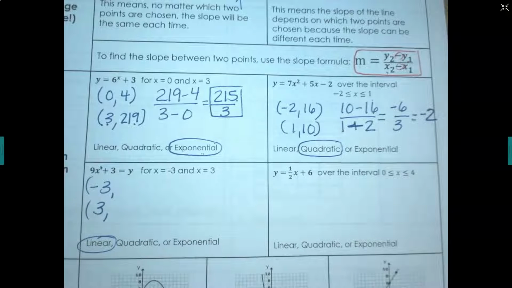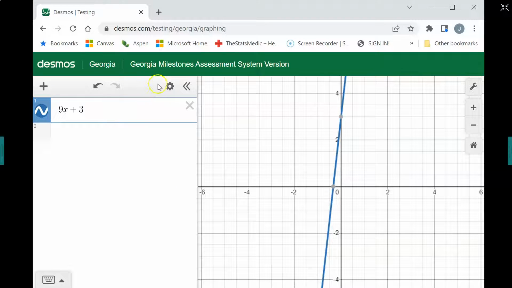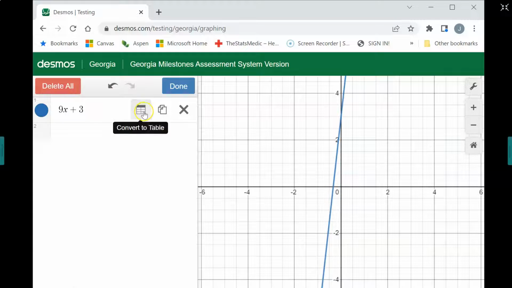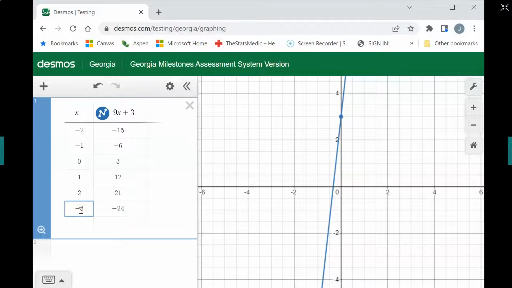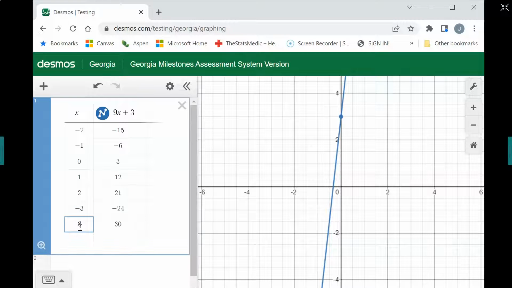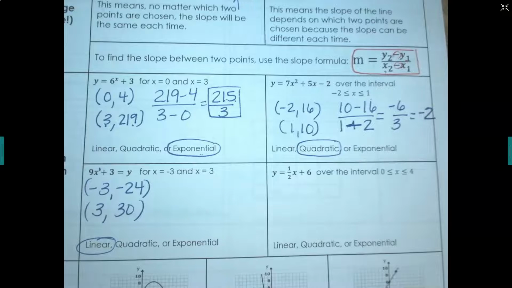So we're going to go over and take a look at our table of values. Click the settings wheel, click on the table, and when x is -3, it's not on there, so I'm going to go to the bottom and type in -3, and that gives me -24. And when x is +3, your y value there is going to be 30. So now we have 2 points to work with, -3, -24, and 3, 30.